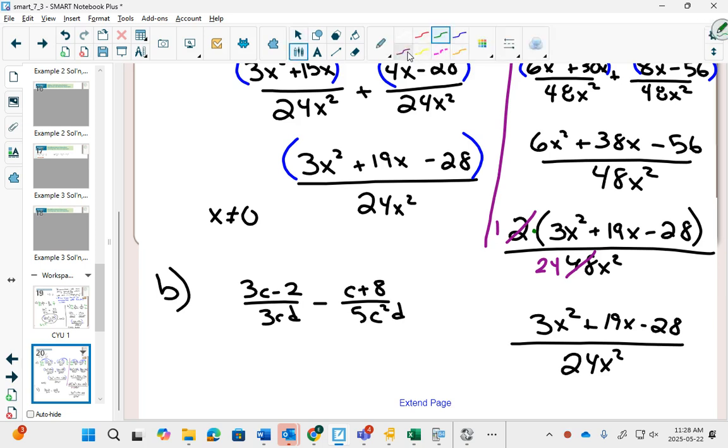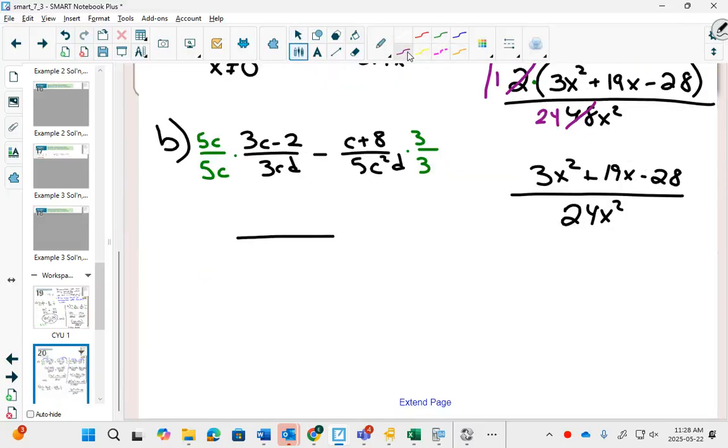So again, 3 and 5. Lowest common denominator, 15. So this one is going to need to be multiplied by 5 and 5, and this one by 3 and 3. Variables. This one has a c squared, this one has a c, so we need a c here. They both have a d. So this looks like that will get me a common denominator. I'm just going to double check. Here I would have 15c squared d, and here I would have 15c squared d.